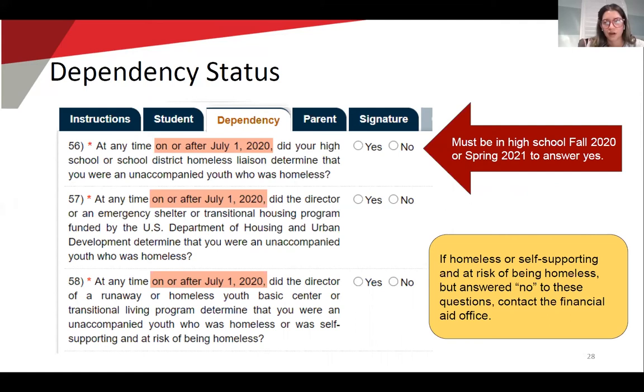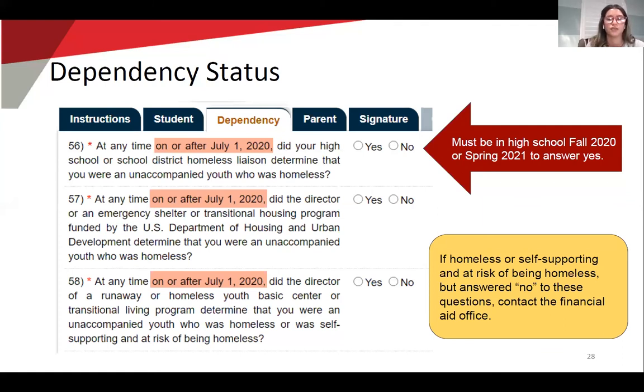Was there anybody involved in your school that can speak of that, like a counselor or principal? That's pretty much what this is saying. At any time on or after July 1st, 2020, did the director of an emergency shelter or transitional housing program funded by the U.S. Department of Housing and Urban Development determine that you were an unaccompanied youth? Again, you'll answer whichever applies to you. And just take a look at the dates.